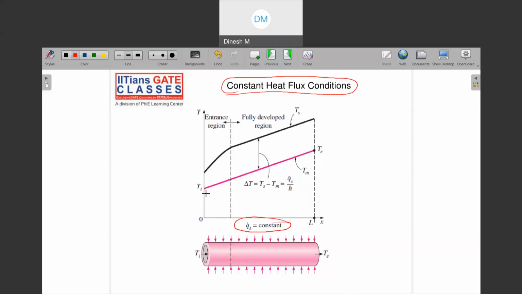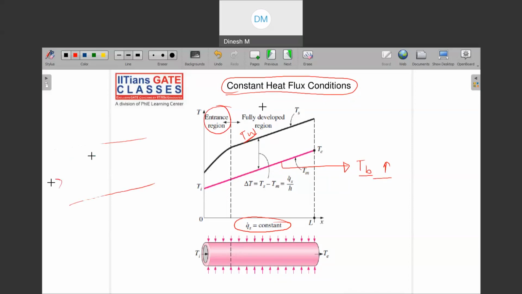How do we draw the temperature variations, right? And this is the bulk mean temperature which is increasing in the direction of flow. So this is the bulk mean temperature, T_b, which is increasing in the direction of flow, and this is your wall temperature. Okay. So can you see that your wall temperature has, like, see, there is one region called flow.